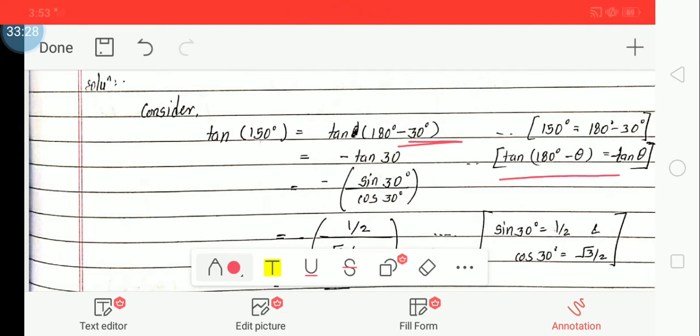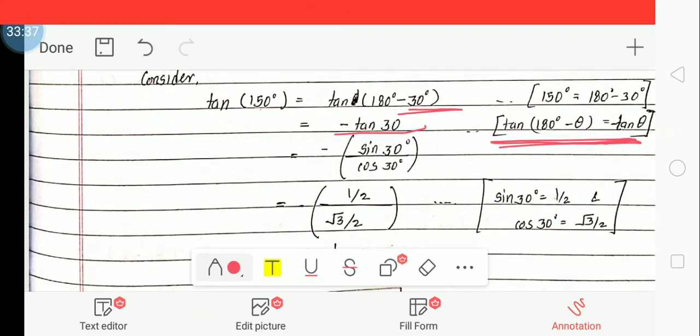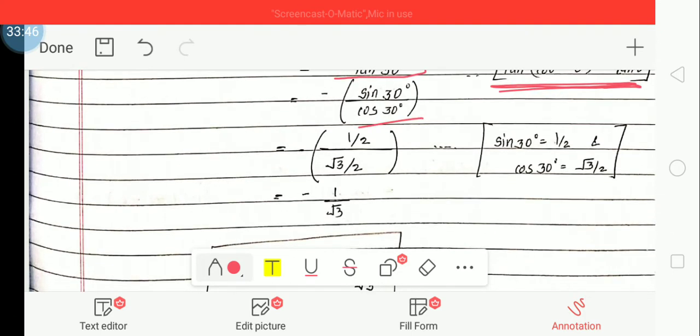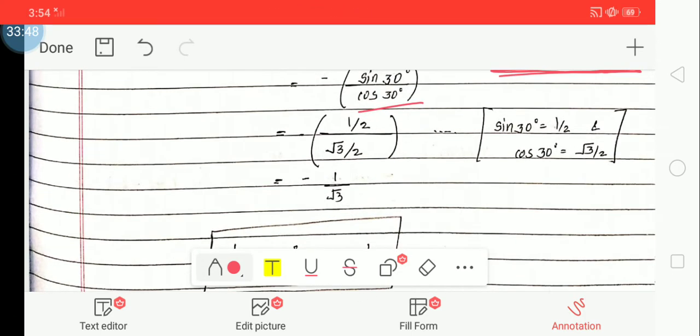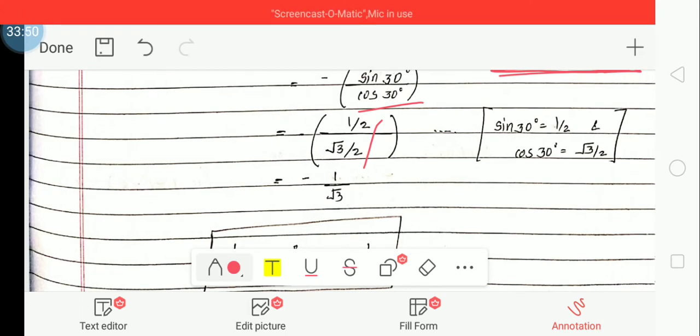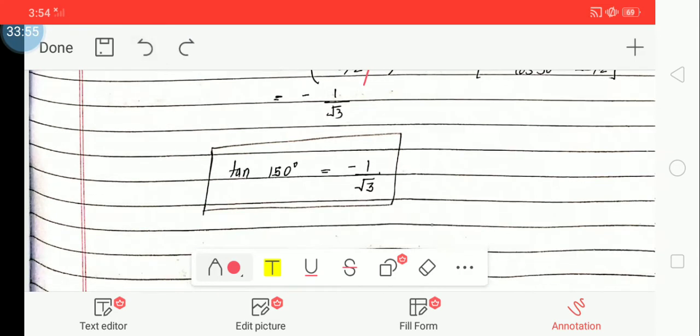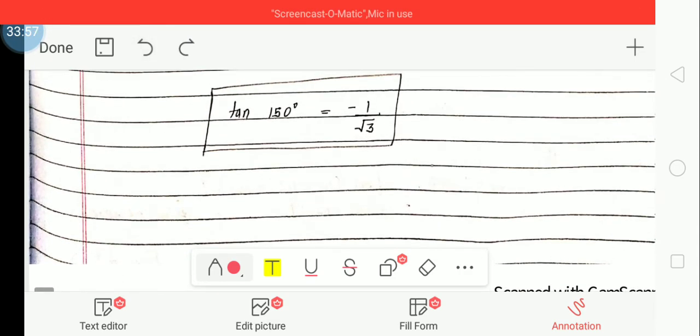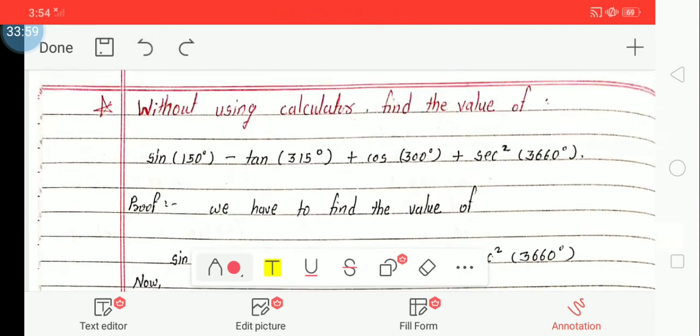So using this formula, tan of 180 minus theta gives minus tan theta. Here theta is 30, and we know that tan is equal to sin divided by cos. Sin 30 is half, and cos of 30 is root 3 by 2. So the 2s get cancelled, giving 1 upon root 3, and with the minus sign, minus 1 upon root 3. So tan of 150 is equal to minus 1 upon root 3.